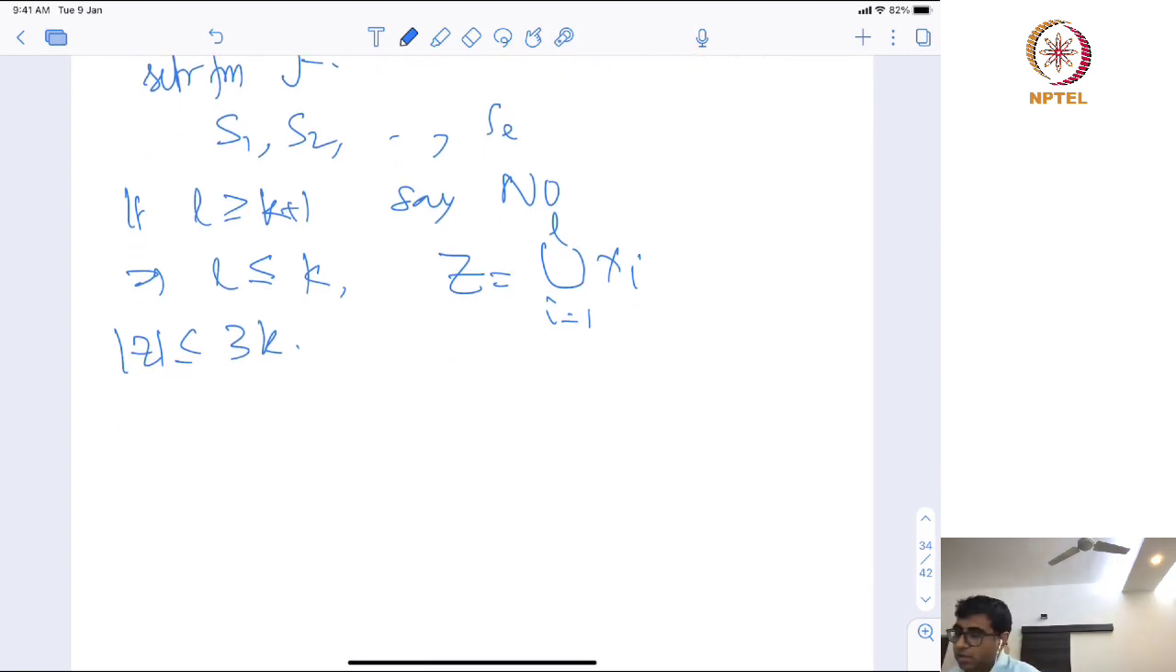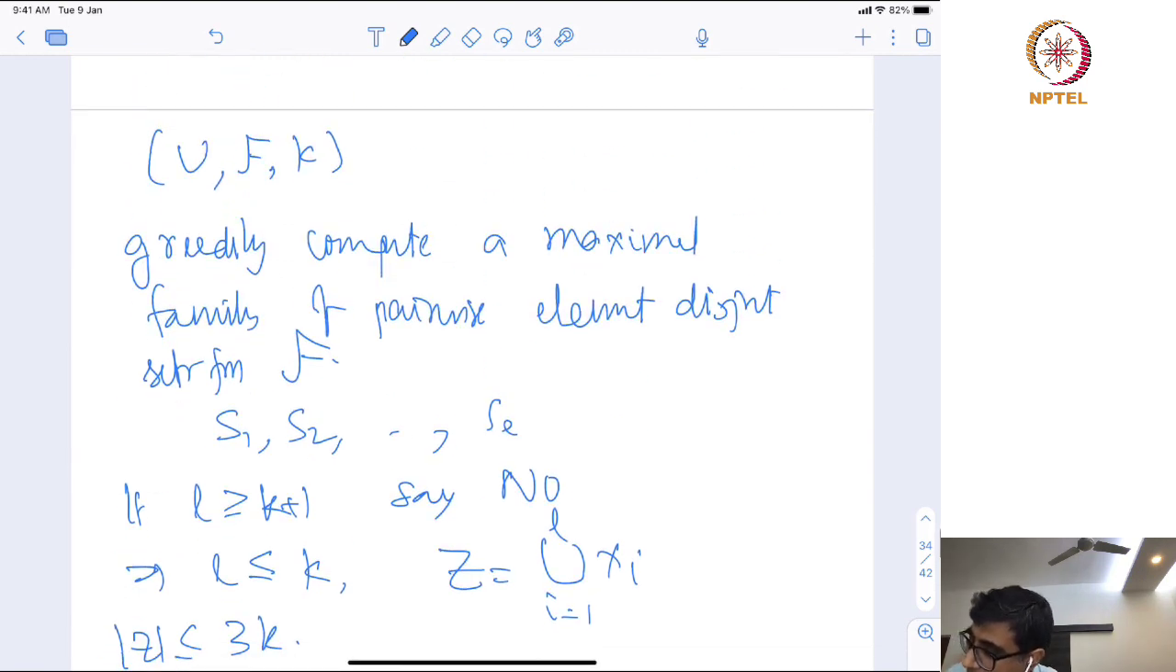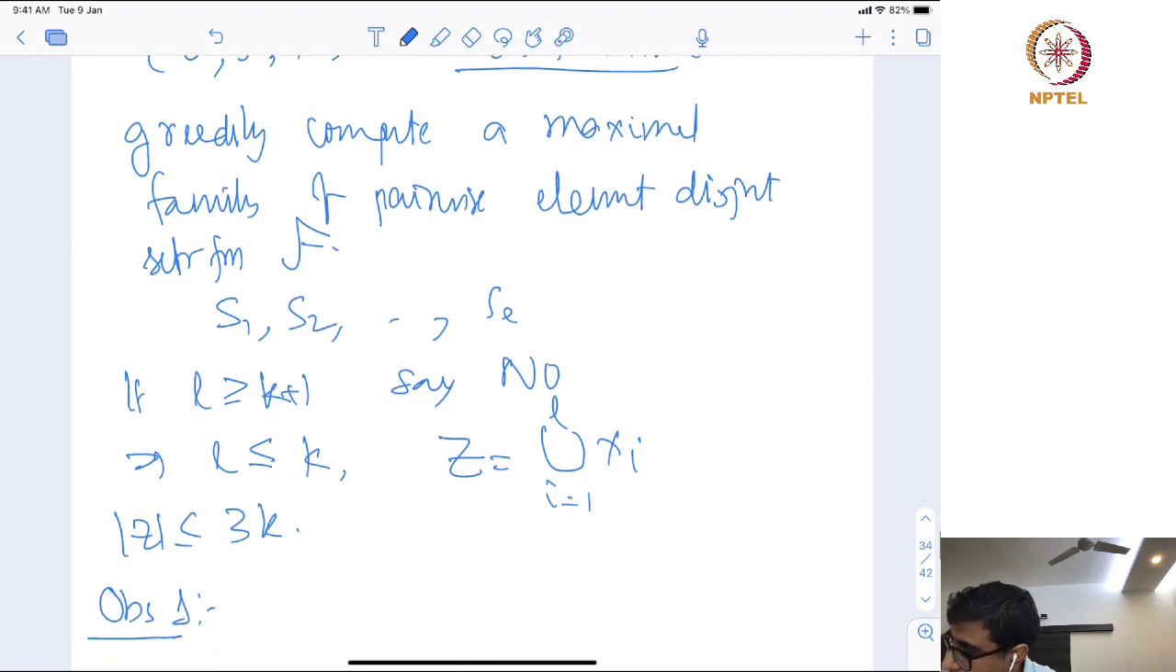Okay. Now, observation 1, and suppose this is a yes instance. So, if it is a yes instance, L is always less than or equal to k. Okay.